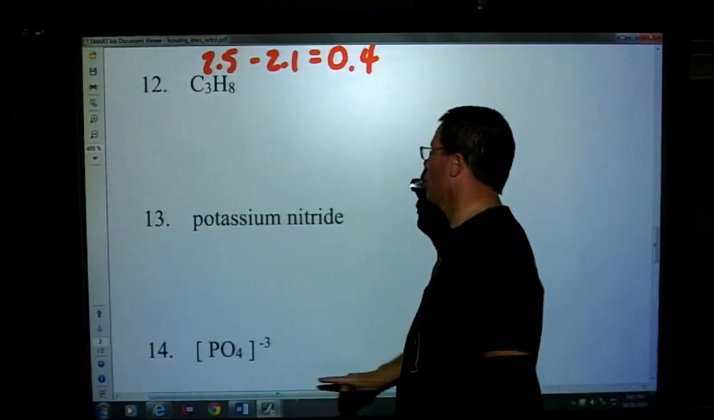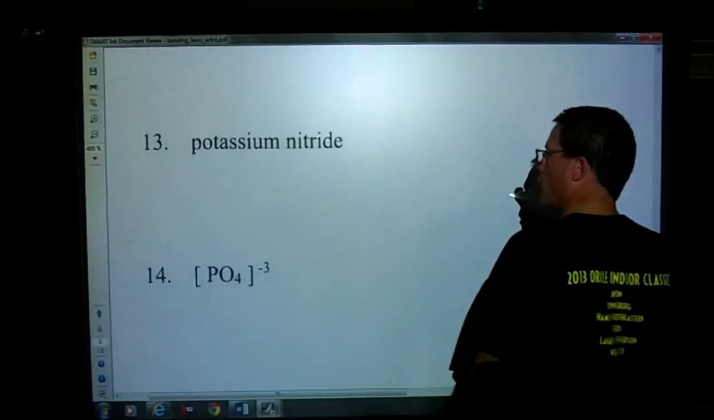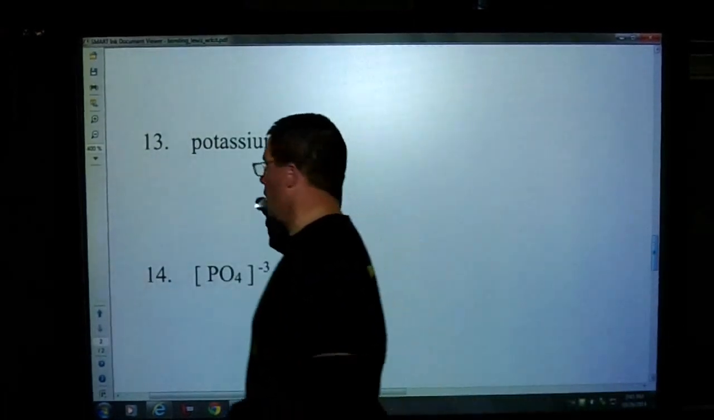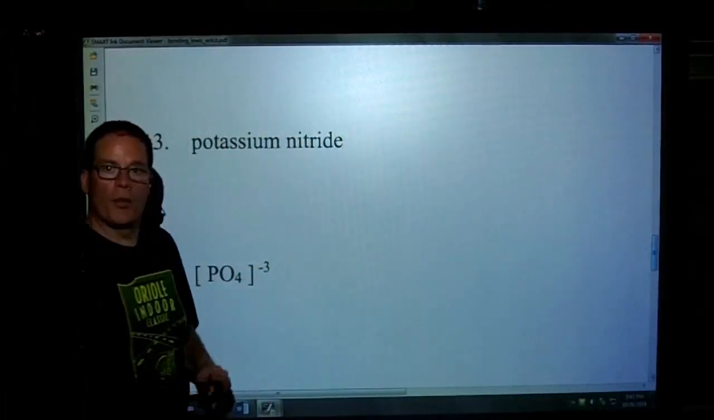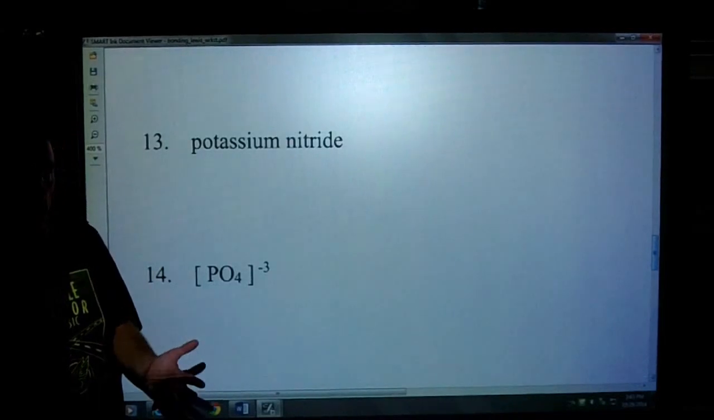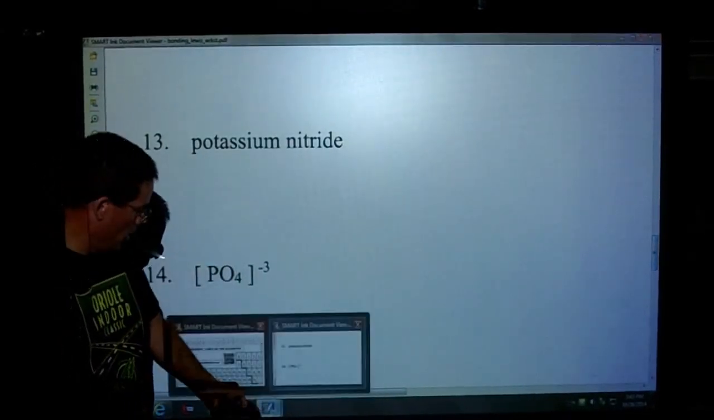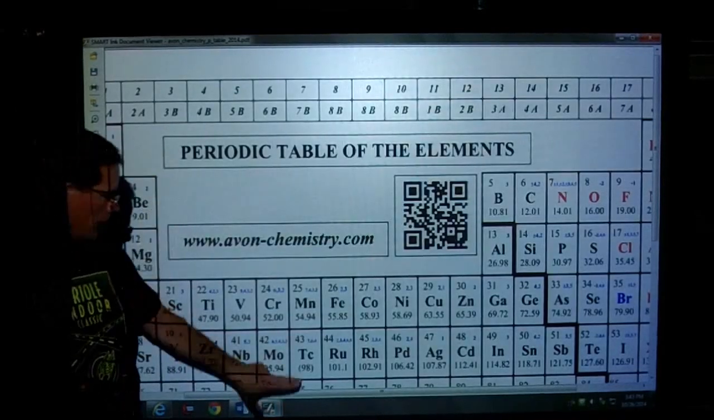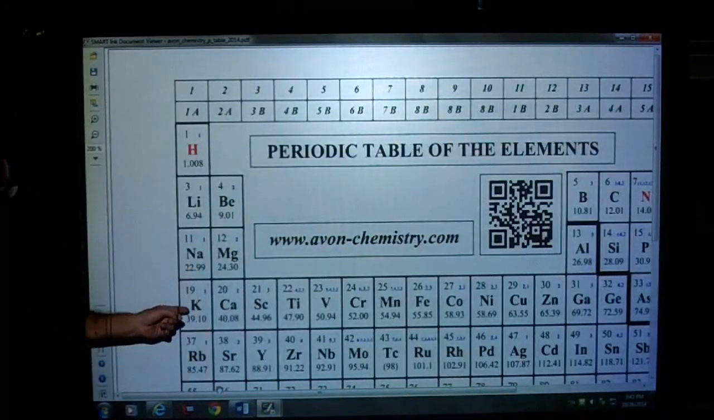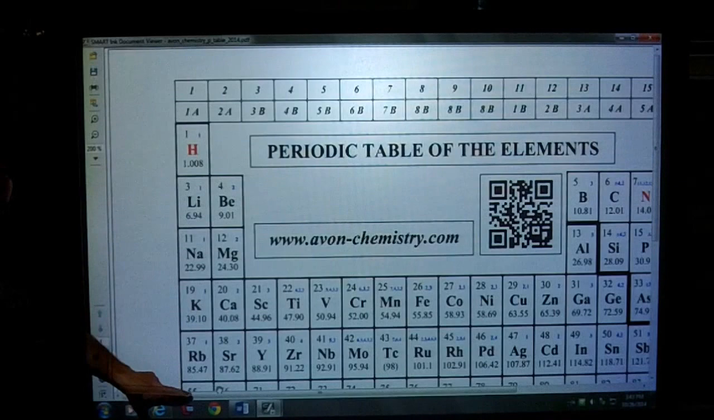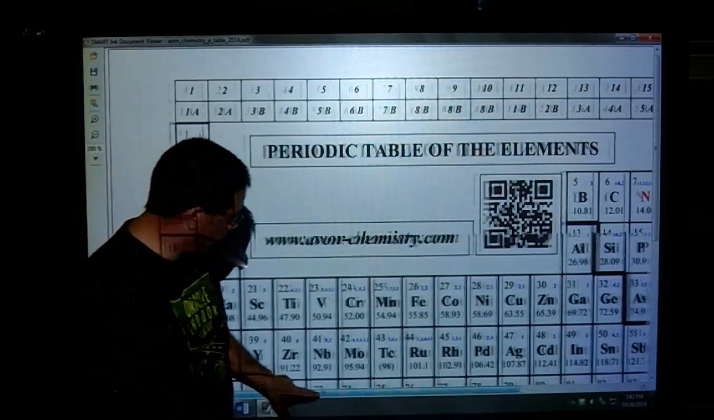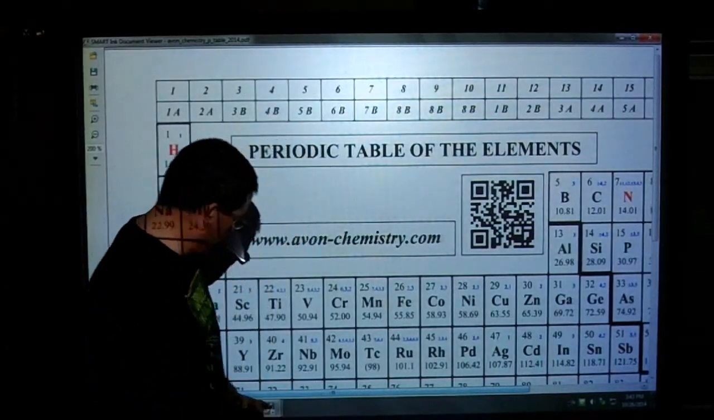All right, so here's number 13, potassium nitride. Now, when writing this out, make sure that you're actually writing out what this is. And this is what we did before fall break. Remember potassium? Where's potassium? Over here. So potassium is a metal. So don't forget where potassium is located.